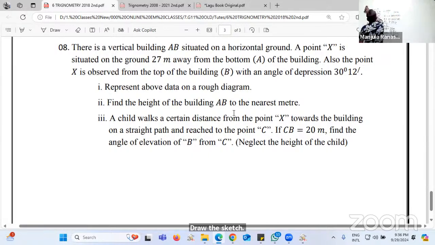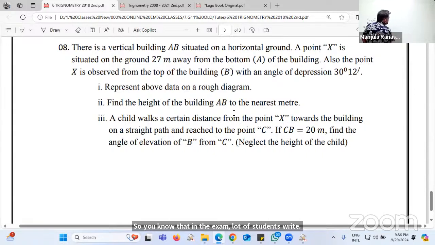You know that in the exam, a lot of students write push to the B passes, C passes due to the paper two, right? So this is very important.